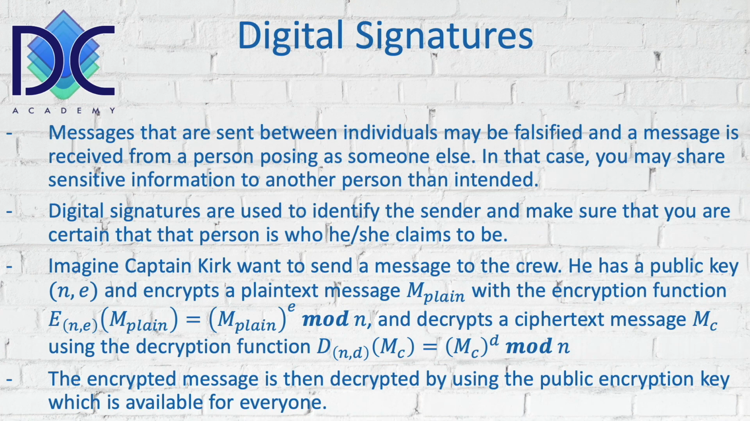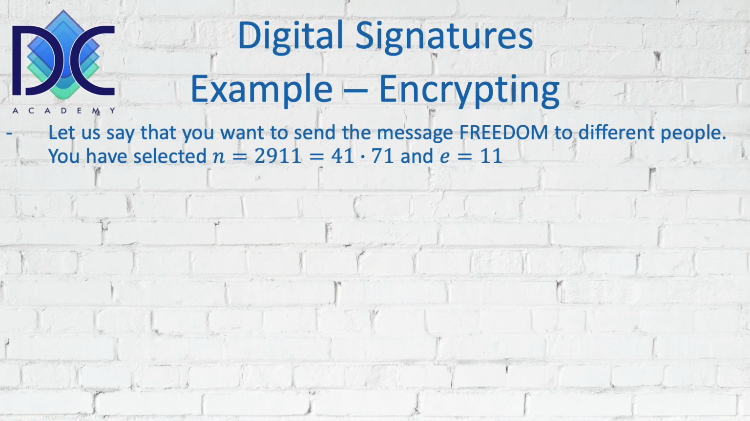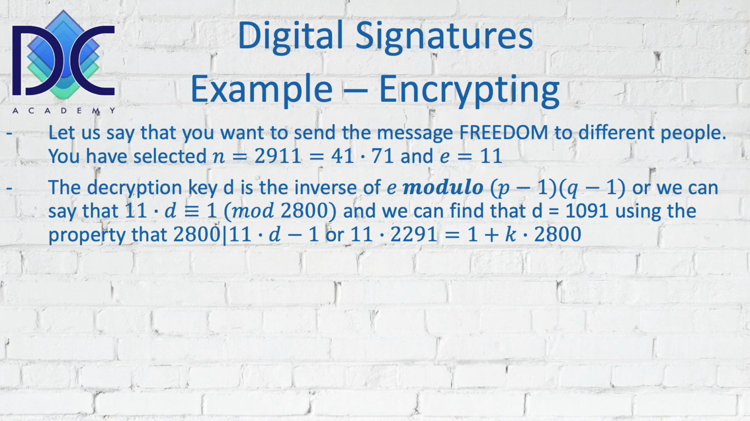Now, what we do now is to look at the exchange. Let us say you want to send the message freedom to different people. You have selected N is 2911, which is 41 times 71, and E is 11. Based on this, we find a decryption key, which is the inverse of E modulo (P minus 1)(Q minus 1). Or we can say that 11 times D is congruent to 1 modulus 2800. And we can find that this complies with D equals 1091.